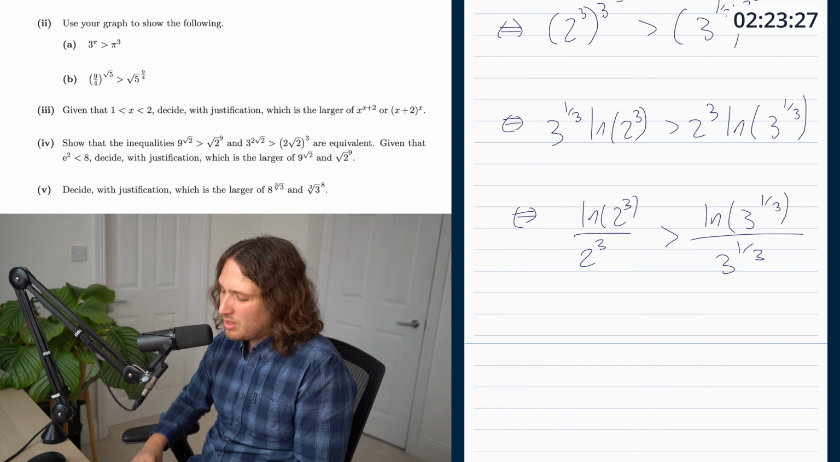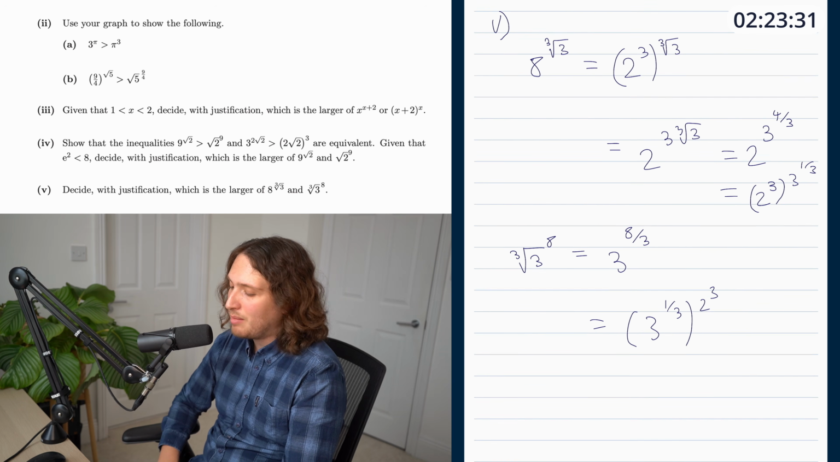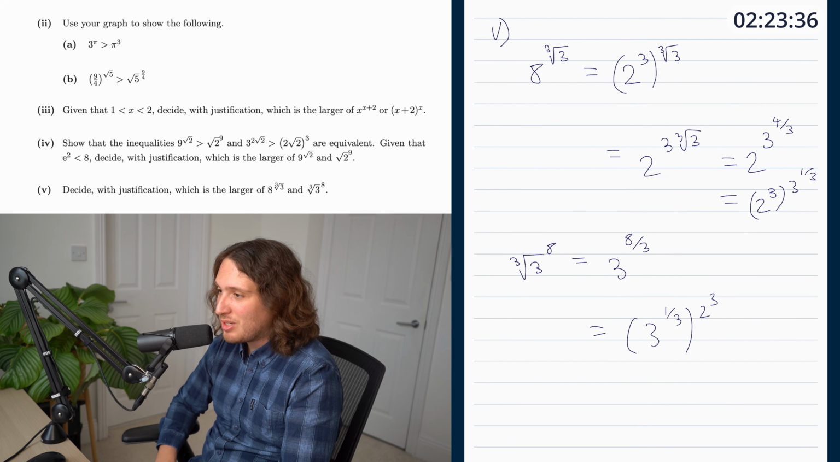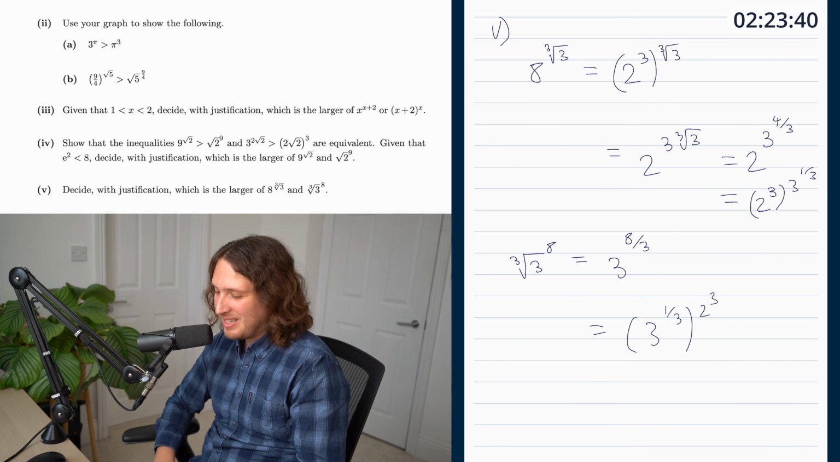Two to the 2 cubed is obviously way bigger than 3 to a third. This is too simple. Something funny's happened. Probably with my laws of exponents again. Let's just double check this. Stay calm. We've got, in principle, nearly 40 minutes.